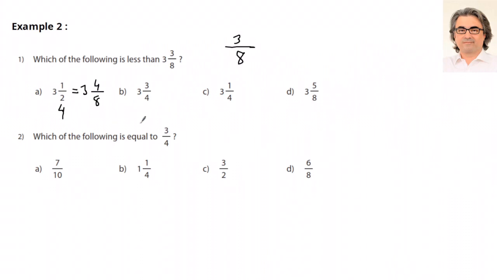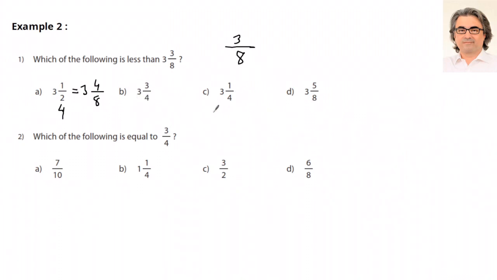What about this one? I should compare 3 over 4 with 3 over 8. Of course, for 3 over 4, I am dividing 3 by 4. Dividing 3 by 4, the result will be greater than the result coming from 3 over 8. So 3 and 3 over 4 is also not less than 3 and 3 over 8. So choice B cannot be the solution.